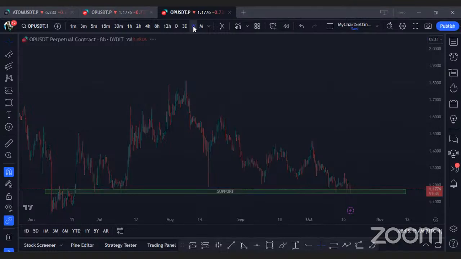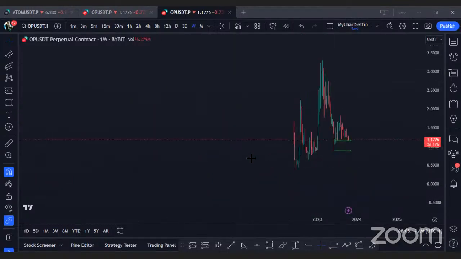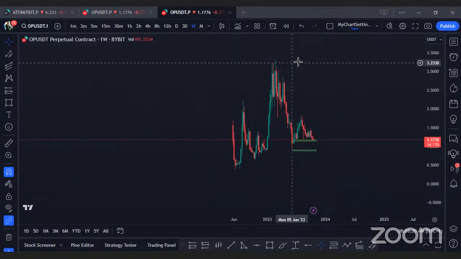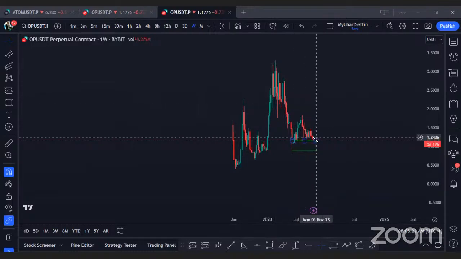Let me see the highest this price went to. The price of this token went to as high as $3.